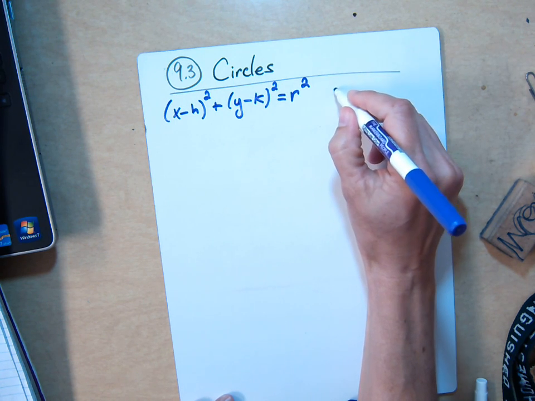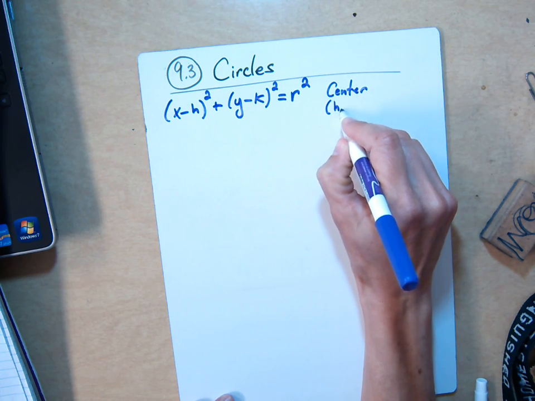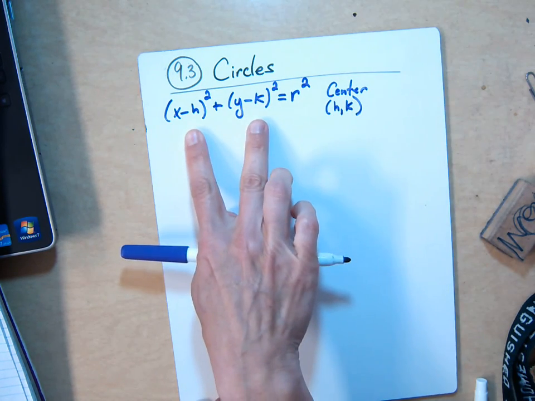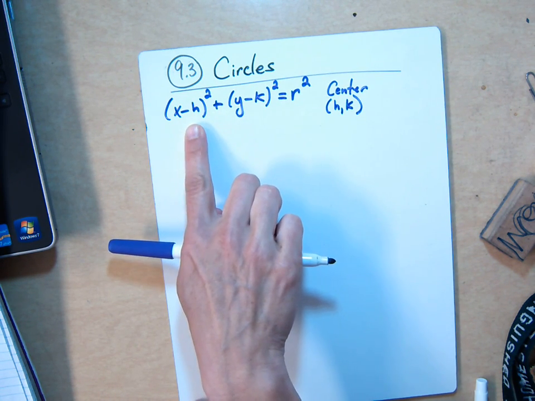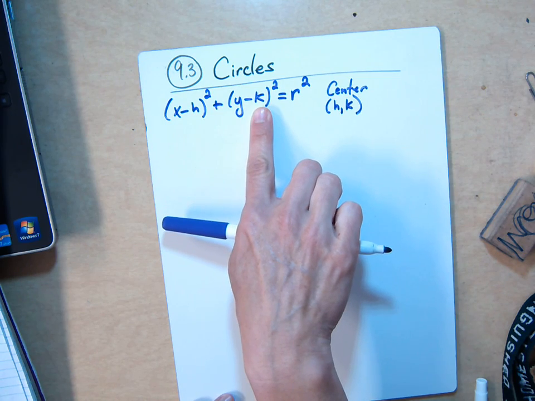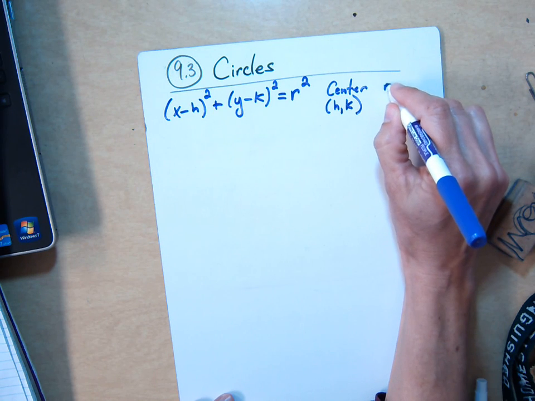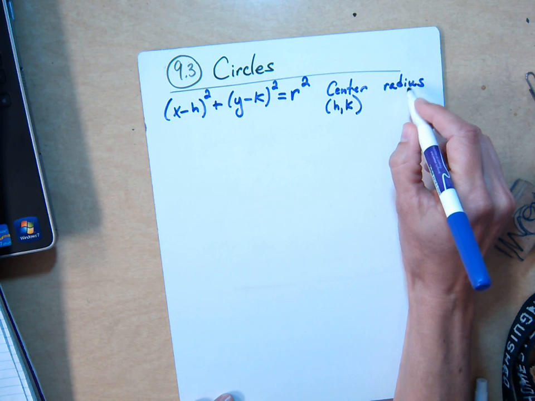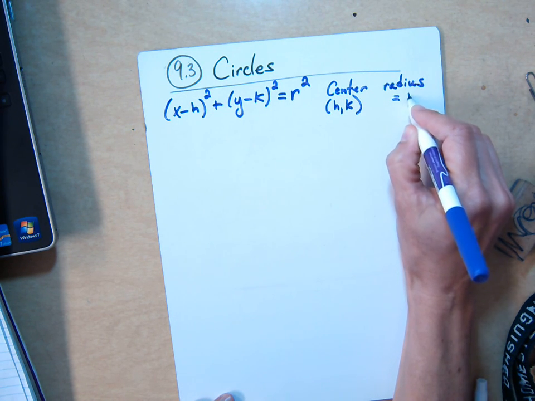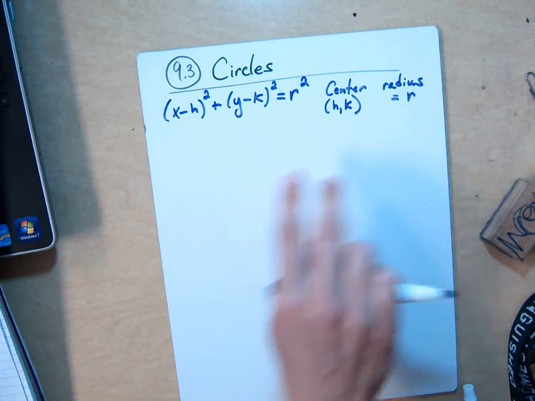And in this formula, the center of the circle is at (h, k). That's what those mean. And yes, that's a translation. It means shifting. h means shifting right or left. k means shifting up or down, just like you're used to. And the radius, r, stands for the radius length for the circle. Radius is r.